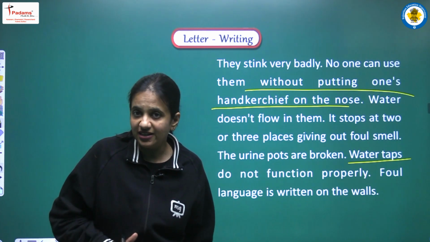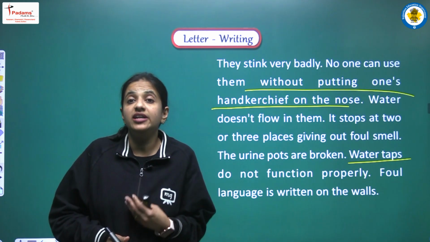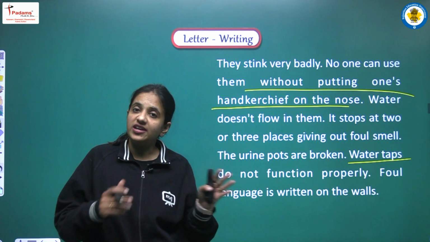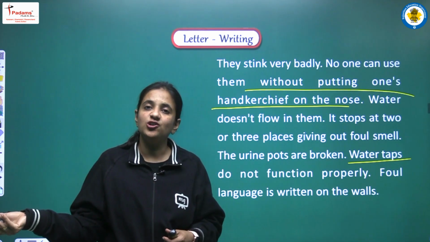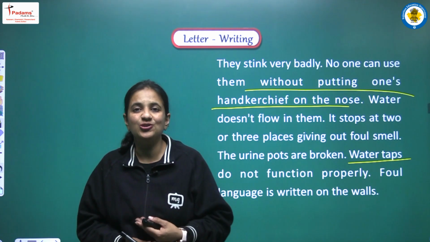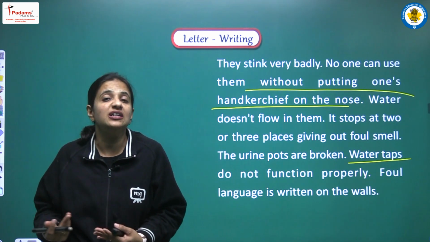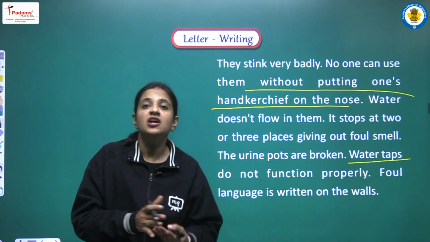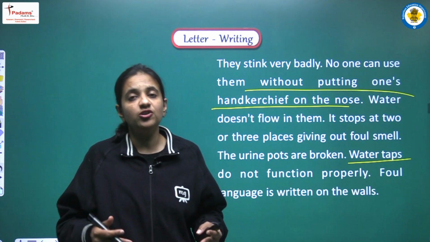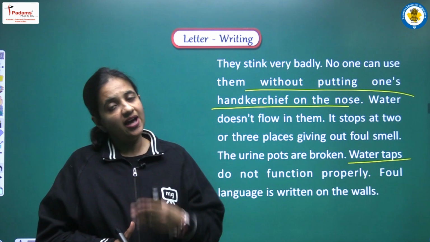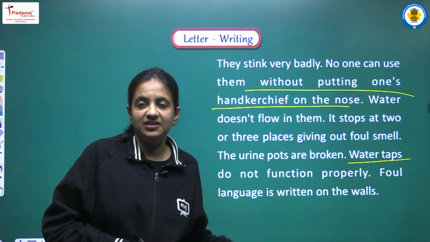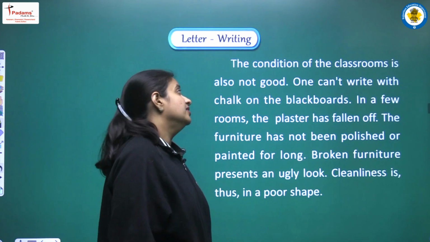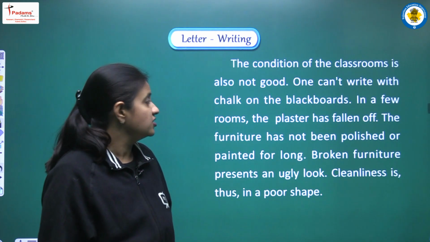We are writing these problems because we have to give details. We are saying that the school toilets are not clean, so we cannot write only the sentence that school toilets are not clean, so please do something to improve the condition. No, we have to give details about what the problems are, and what things are actually bothering us. So we are giving the description here. Clear?